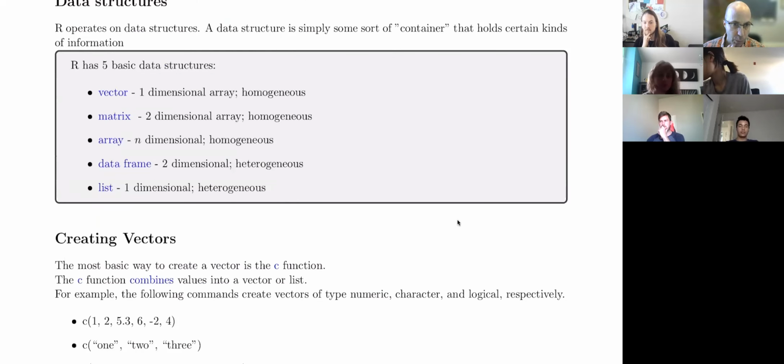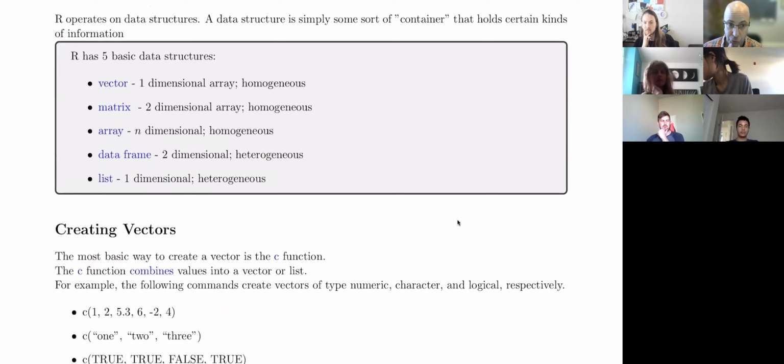Okay, and we also talked about these data structures last time: vectors, matrices, arrays, data frames, and lists. And I think one important thing to keep in mind here is the top 3 are homogeneous, meaning we can only store one data type in each of these. So everything has to be an integer or everything has to be a character string. Data frames and lists can involve different types of data stored in the same object.